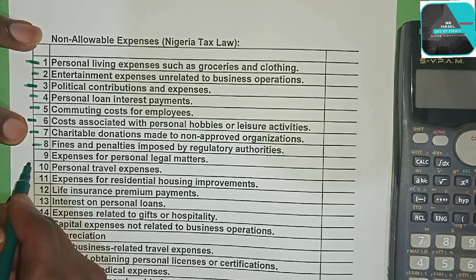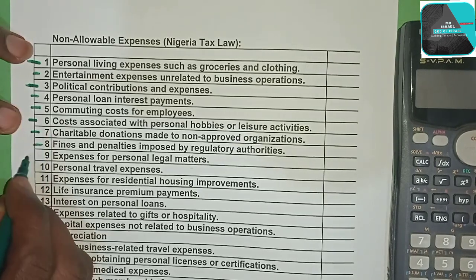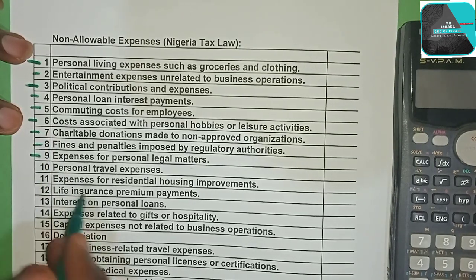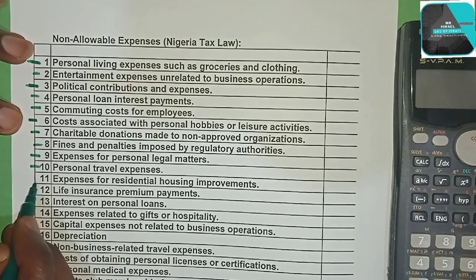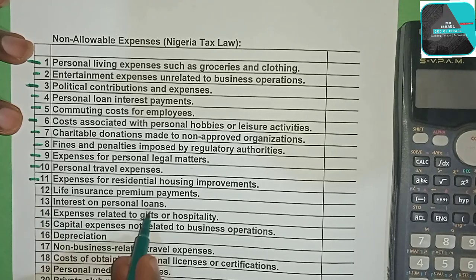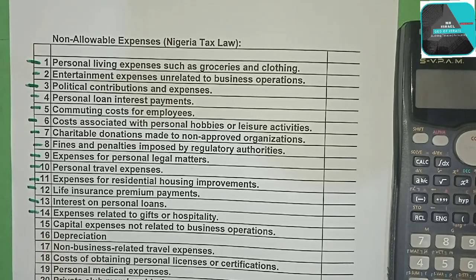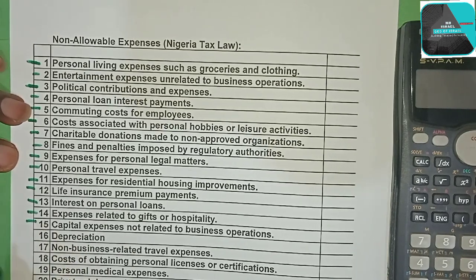Now, expenses for personal legal matters. You have a legal issue. The company is not supposed to foot it for you. It is your personal legal issue, so handle it with your personal money. Disallowable. Personal travel expenses, disallowable. Expenses for residence, disallowable. Hope you're seeing it. Life insurance premium, disallowable. Interest on personal loan, disallowable. Capital expenditure not related to business operation, disallowable.